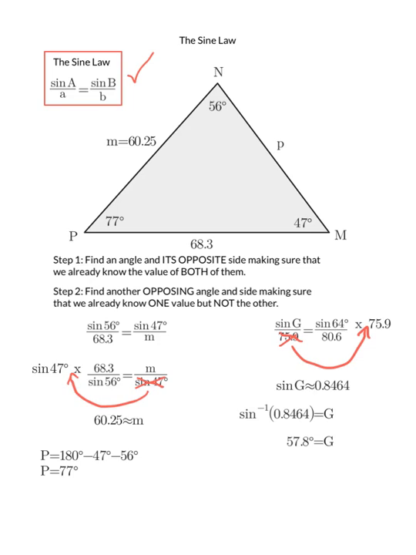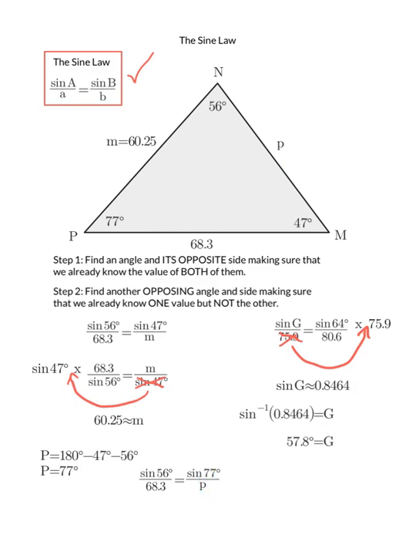All right, now we can go back to our sine law. Step 1, find an angle and its opposite side, making sure that we know both of them. 56 degrees and 68.3. Same pair, we know both of them. So we can write sine of 56 degrees over 68.3 equals. Now we find a pair where we know one but not the other. So we have, let's see, 47 degrees and 60.25. Nope, we know both of them, so that's not going to do. It won't be useful if I don't have any variables in my equation. Let's try this one, 77 degrees and lowercase p. Aha, I know the angle, I don't know the side. That's what we're looking for. So we're going to say sine of 77 degrees divided by p.